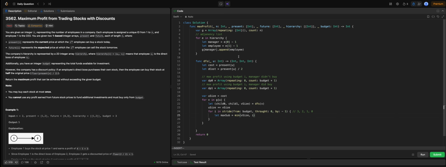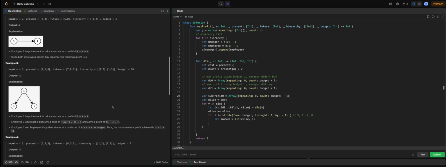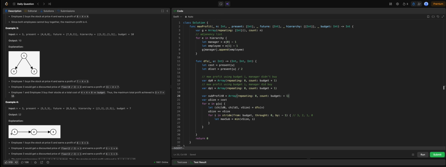And then I think I'm going to need 2 more arrays. Okay, let's call it sub profit 0, and then repeating the 0 with the same size as the budget. So that is technically how we are calculating the profits. What if, let's say, we have 3 employees in here. So what if the manager and the second employee buy? What if the second employee and third employee only buy? That is the sub profits of 0.